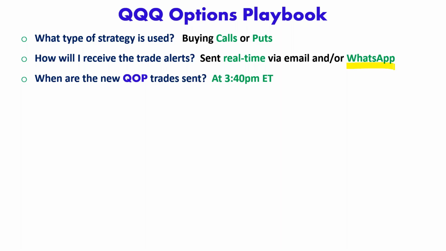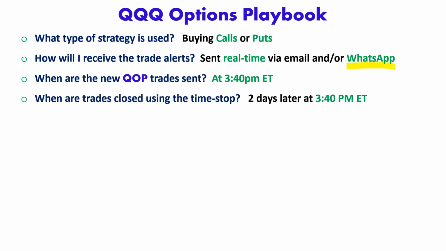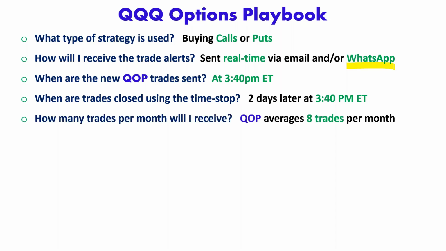When are the new QQQ options playbook trades sent? Remember, 3:40 p.m. Eastern time. When are the trades closed using the time stop? 2 days later at 3:40 p.m. Eastern time, if the 50% stop has not been reached or the 100% profit target.